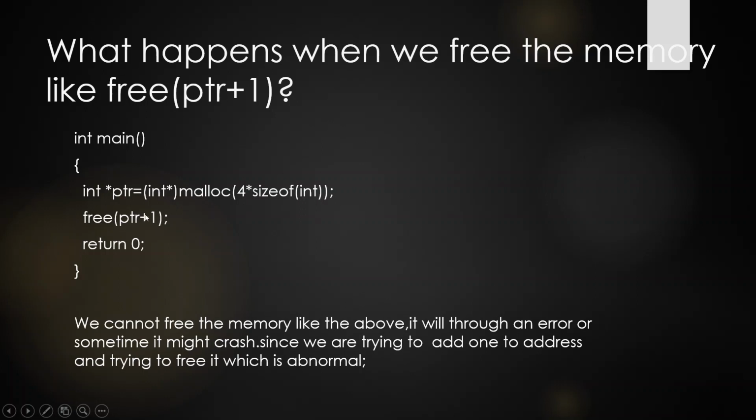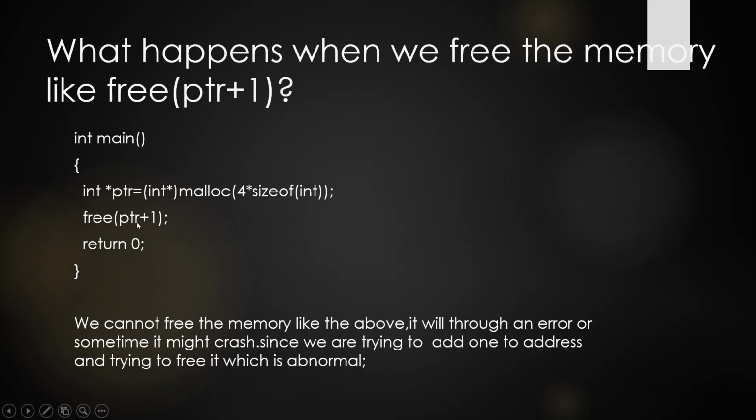Free is used for deallocating memory, right? But here I am trying to deallocate memory by ptr + 1. It means I am trying to add 1 to the existing address. We have created 16 bytes, and the pointer will be pointing to the starting of this dynamic memory allocation. That is clear. But while deallocating, we are trying to add 1 to the address of this pointer. It will throw an error.